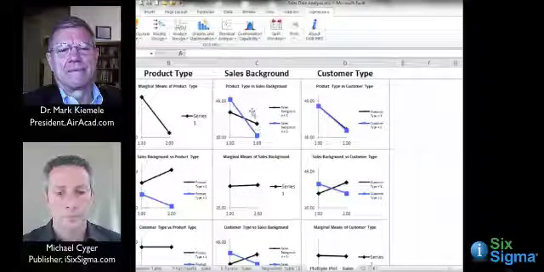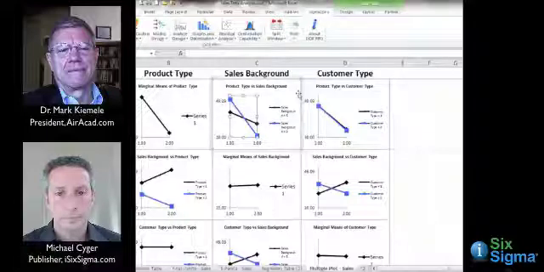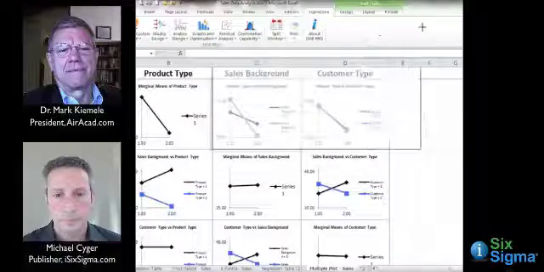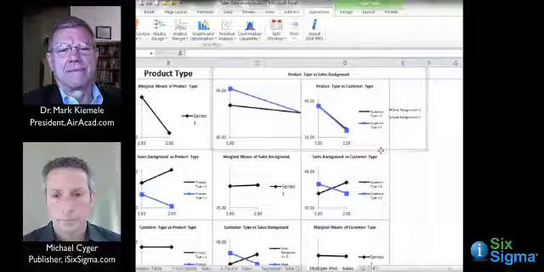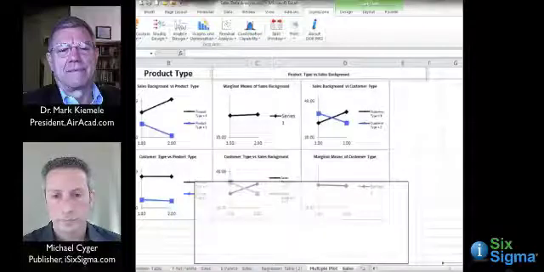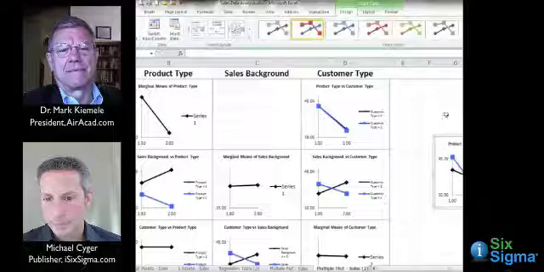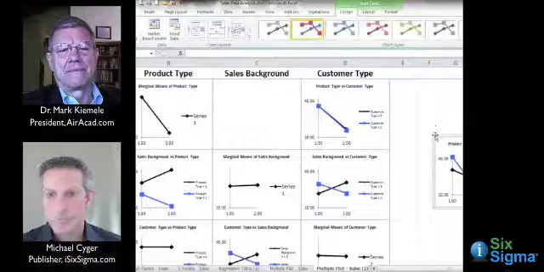So let's home in on this guy. This is the AB interaction, the interaction effect between product type and sales background, this guy right here. Let's make this a lot bigger and then bring it down here so we can see it better. So we're looking at, right now, the AB interaction. There we go. Now I'm going to blow this up, make it a little bigger so you can see it.